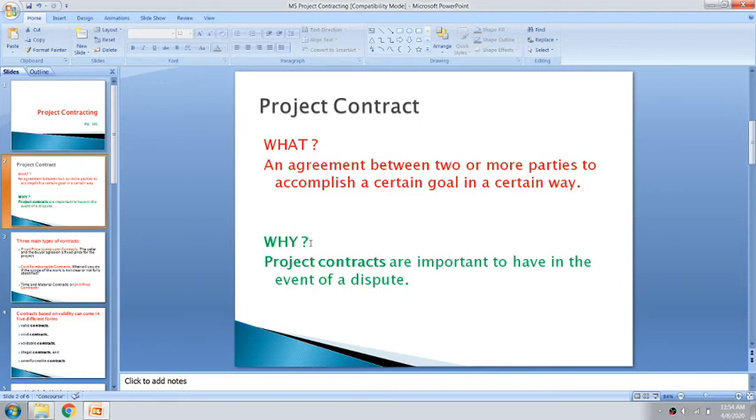We can see that this project contract is based upon the Indian Contract Act. The Indian Contract Act was enacted in our country by the British in the year 1840. So this project contract is based upon the Indian Contract Act.